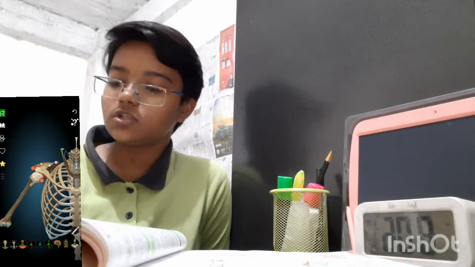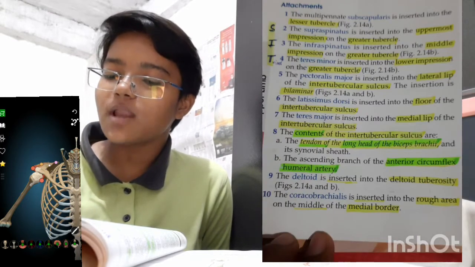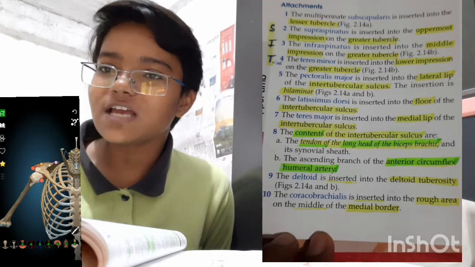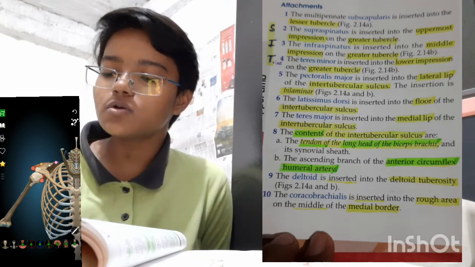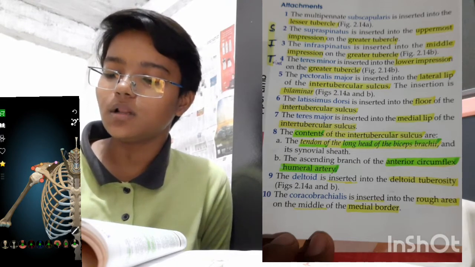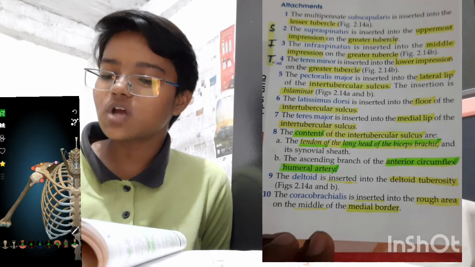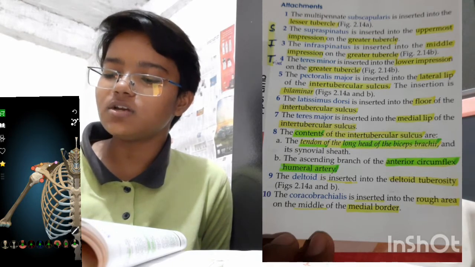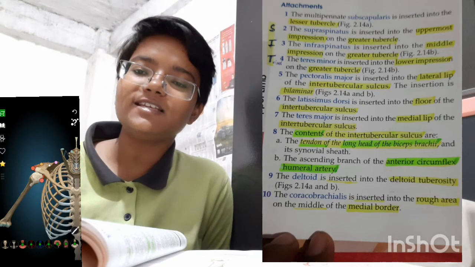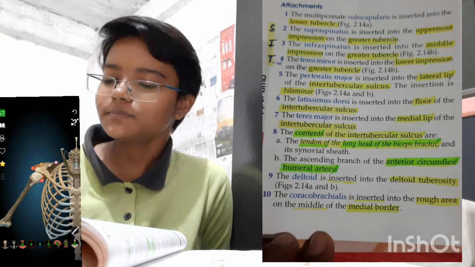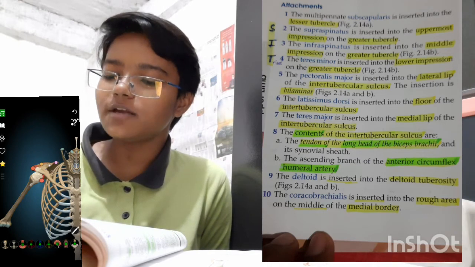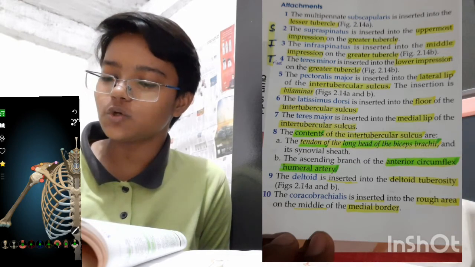Now attachments. The subscapularis is inserted into the lesser tubercle. The supraspinatus is inserted into the uppermost impression on the greater tubercle. The infraspinatus is inserted into the middle impression on the greater tubercle. You can learn it by SIT, the word sit, on the greater tubercle: S, I, T. The teres minor is inserted into the lower impression of the greater tubercle.